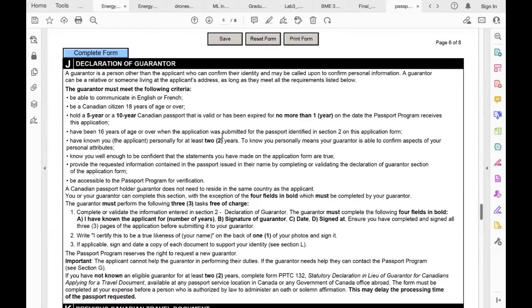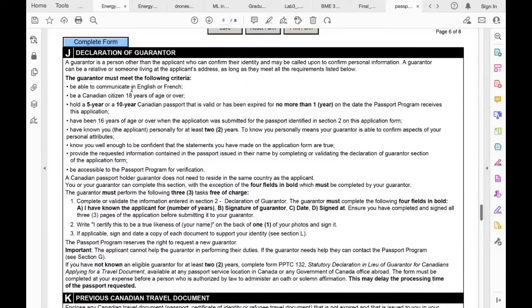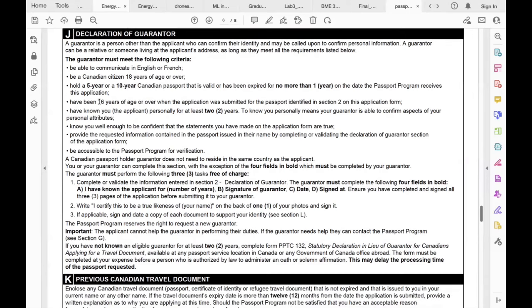So when you are selecting your guarantor, be careful, read all these instructions and follow them. Your guarantor has to be 18 years of age or over, and he or she must be a Canadian citizen. So they must have a valid passport. They should be able to communicate in English or French. They must hold a 5-year or 10-year Canadian passport that is valid or has been expired for no more than 1 year. Keep that in mind. This one says 16 years of age, but it is covered by the 18 years one.